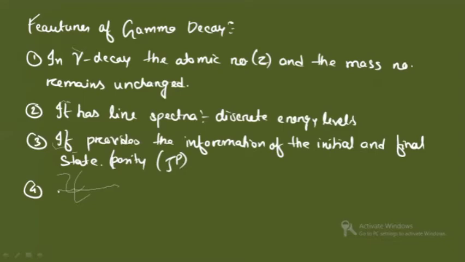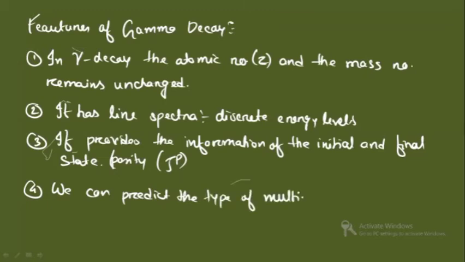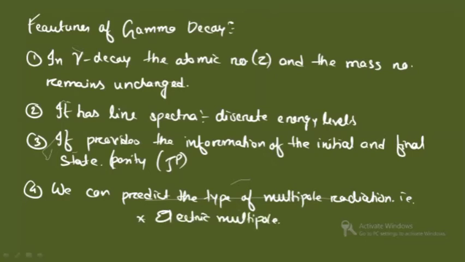All right, so here we will write, we can predict the type of multipole radiation. That is whether it is an electric multipole, or the second one is a magnetic multipole. Clear? So these are the features of gamma decay.